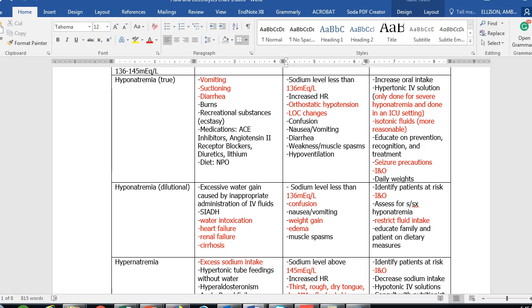Isotonic fluids. Very rarely, and if it's a really low hyponatremia, they might do hypertonic solutions. These are done only in an ICU setting. I've been a nurse for 12 years, and I have given a hypertonic solution like once. So it's not something that you're going to do regularly. Eyes and nose, seizure precautions for anything sodium related, seizure precautions. Daily weights.